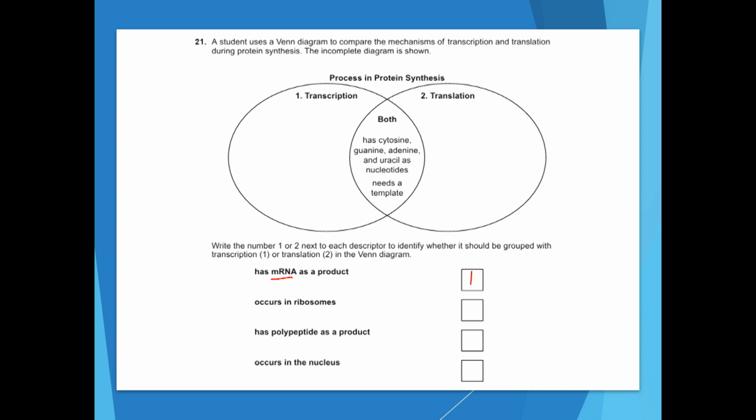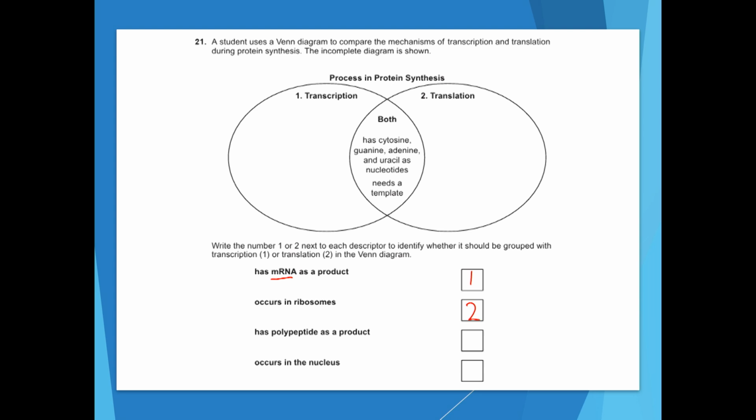The next one says occurs in ribosomes. This is going to be 2, okay? During translation, the mRNA moves out to the cytoplasm, it finds a ribosome, and it's going to start building the protein amino acid by amino acid. That happens at the ribosome, and that's what's happening during translation.